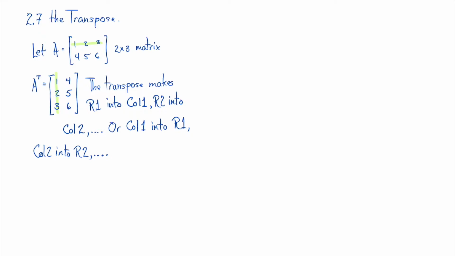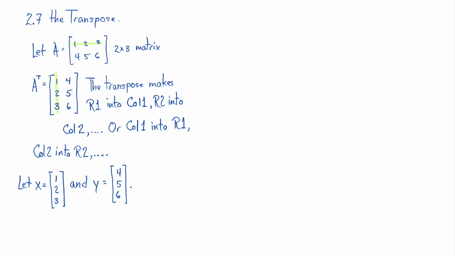Now, I think the best way to understand the transpose is to start out by kind of playing around with the idea. So I like this. Let's take the columns of A, and let X be the column vector 1, 2, 3, and Y be the column vector 4, 5, 6.